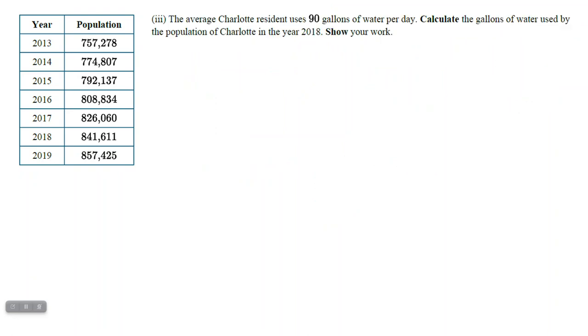All right, and now we're switching gears. Now we're talking about how much water is being used. So they give us a conversion factor basically, which is 90 gallons of water per day. And note that this is all per person.